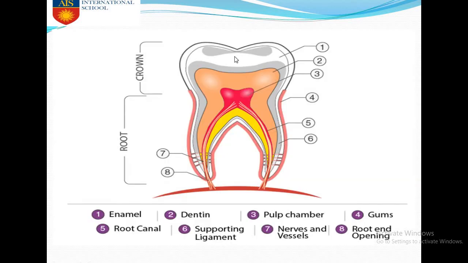See, this white part number 1 is enamel. Okay, this is dentine, which forms the bulk of the tooth, and then the pulp chamber, gums and root canal. This is the root canal, which is supported by the ligament, and it contains blood vessels and nerves, and this is the root opening. Clear? And this is the crown, and this is the root, and the middle part is known as the neck.